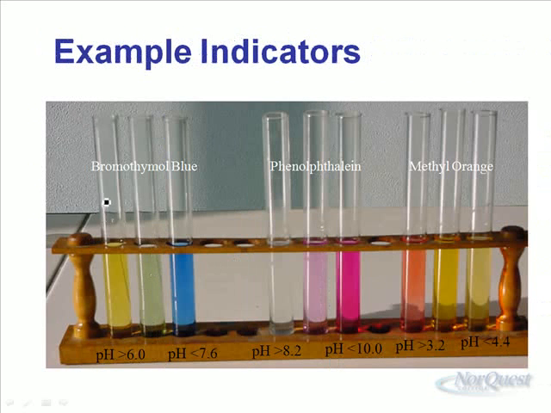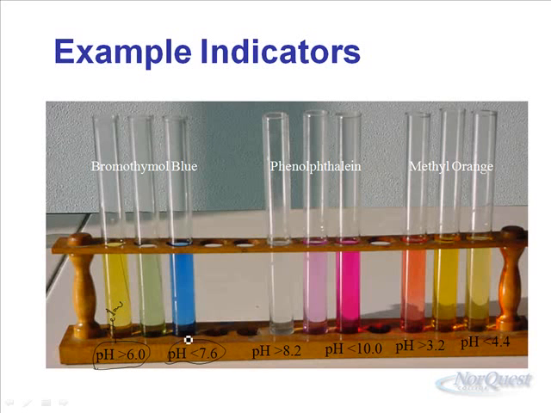For indicators, there are often chemicals that act as indicators. So here are just 3 examples: bromothymol blue, phenolphthalein, and methyl orange. All 3 are chemicals that have been designed to change color in solutions with a different pH. So for example, for bromothymol blue, if you put it in a solution with a pH of less than 6, you end up with a yellow solution.